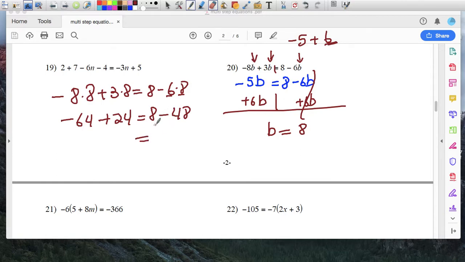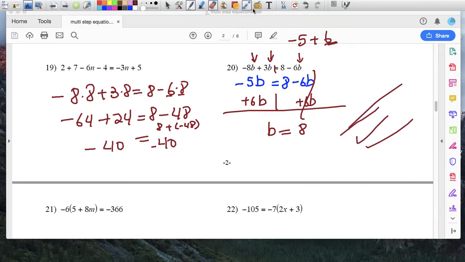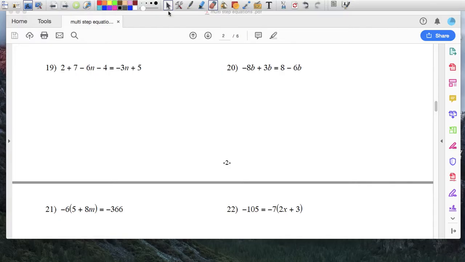So those two should equal each other. Let's do this side first. You can look at it as 8 plus negative 48. There's more negatives, so it's 40 more negatives. Negative 64 plus 24 is the difference. There's more negatives, so my answer is negative. And how many more? 40. So negative 40 equals negative 40. So we're checked on this side. So that was number 20. Number 25.